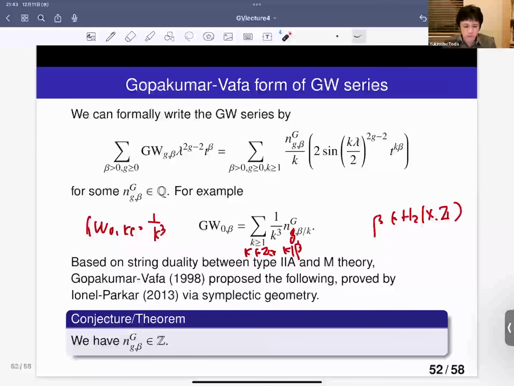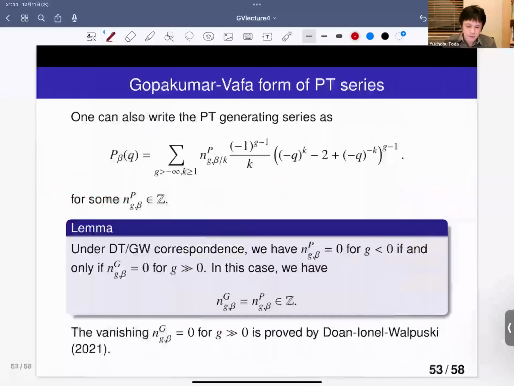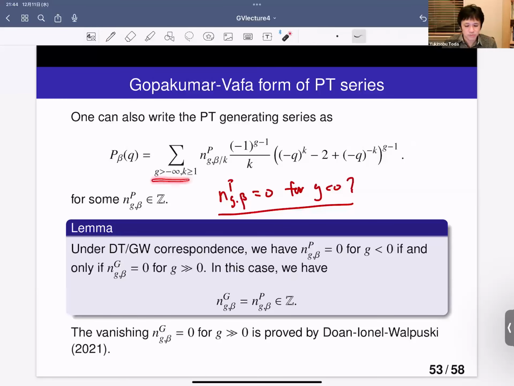In this Gopakumar form of the Gromov-Witten series, it is clear that, of course, n_{g,beta} is 0 for g negative. But it is not clear whether this is 0 for g negative on the PT side. A priori, it is always possible to write it in this form, but probably for some negative choice of g.